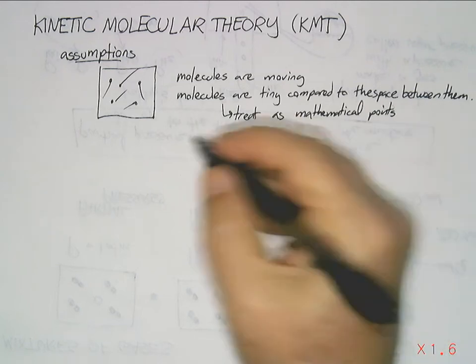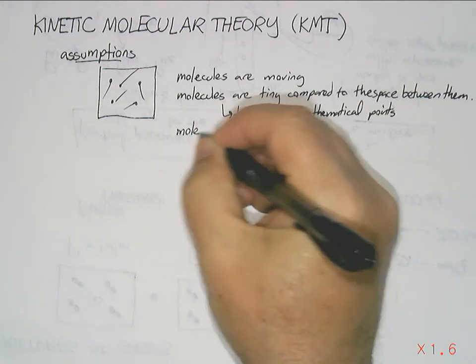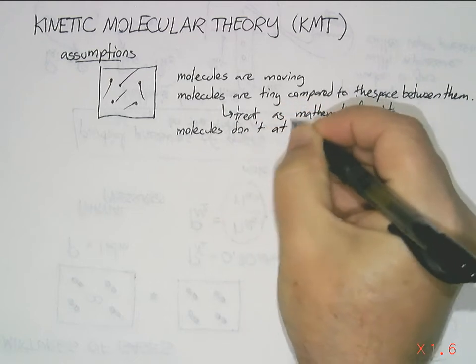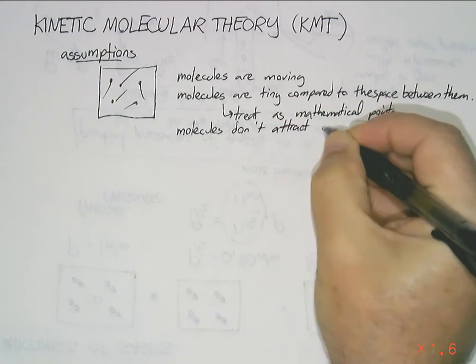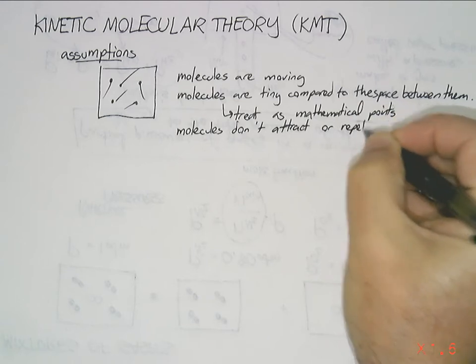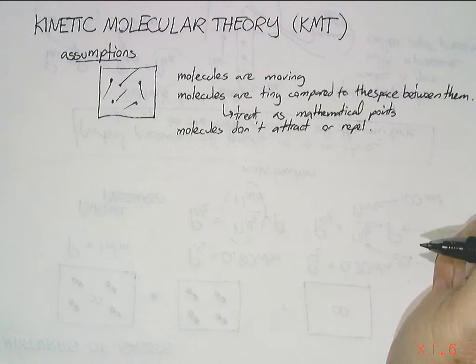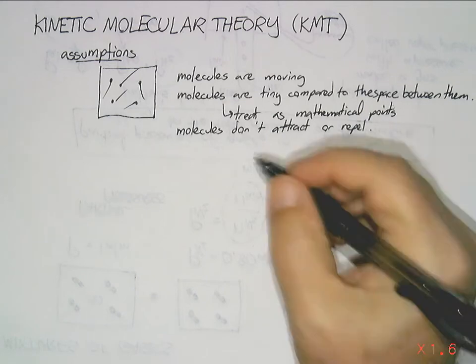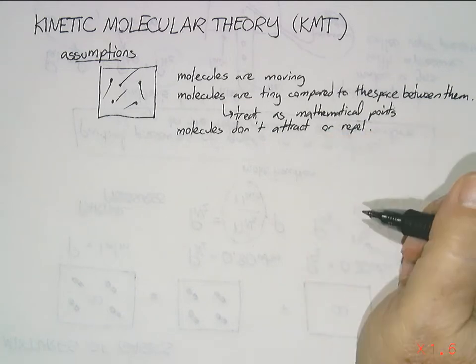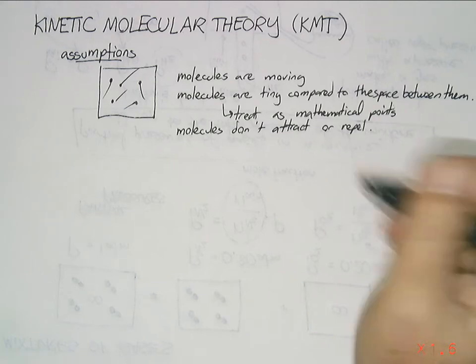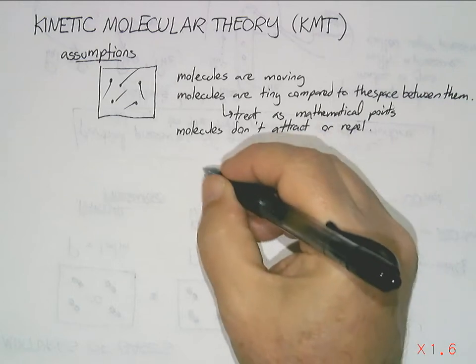We also assume that the molecules don't attract or repel, but they don't interact unless they are actually head-on colliding. So they don't interact in any way. This means that they're going to move in straight lines, even when they pass very close to each other. The only thing that is going to disturb them when they're moving is a collision.